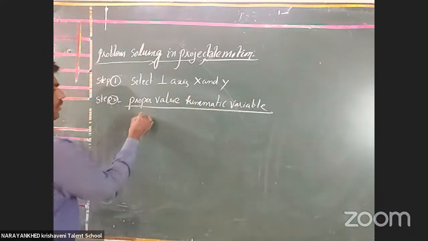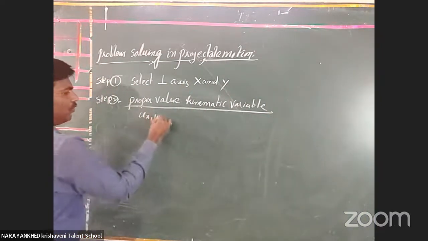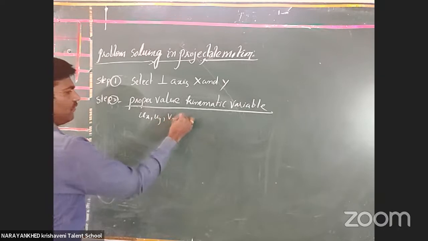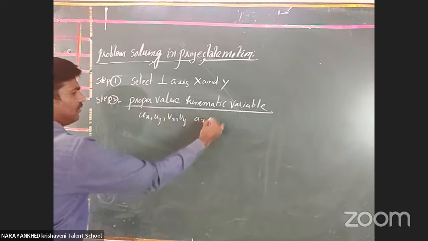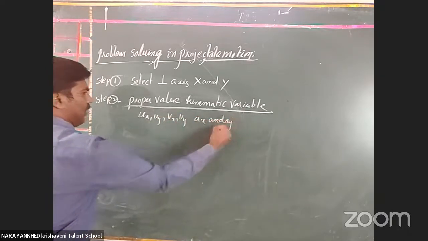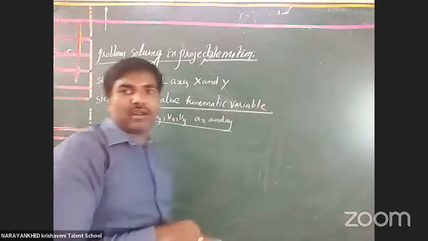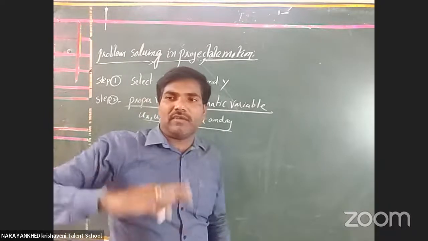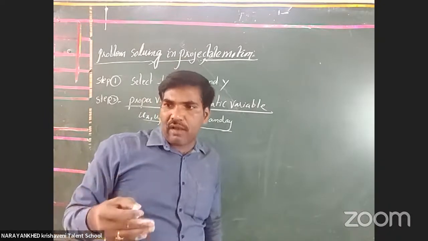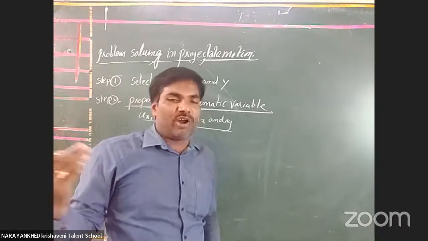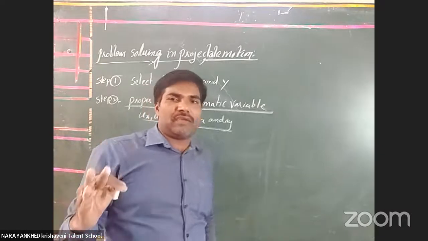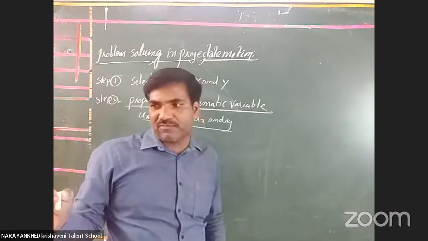Then the different kinematic variables: ux, uy, vx, vy, and ax and ay. And what are their signs? Is it a positive sign or a negative sign? Or otherwise, will it be big or small, decreasing or increasing? All those variables you have to check first.